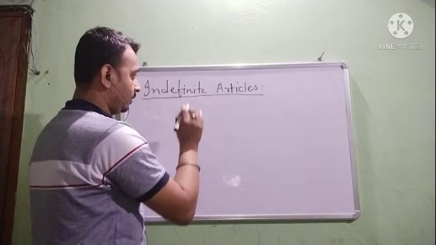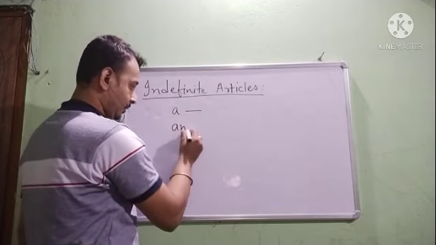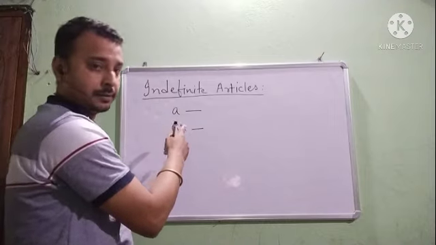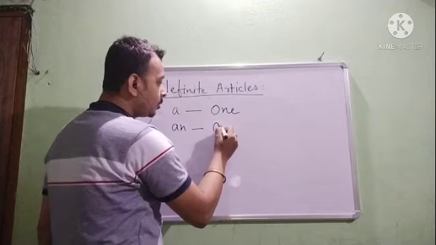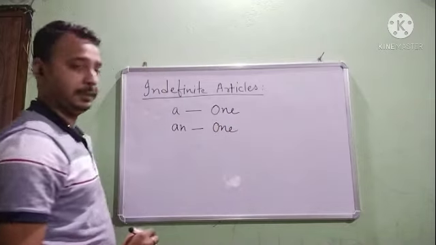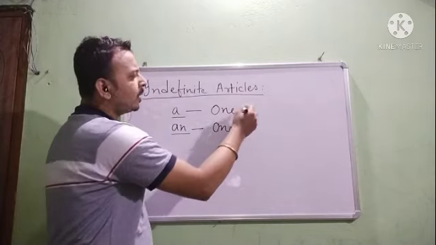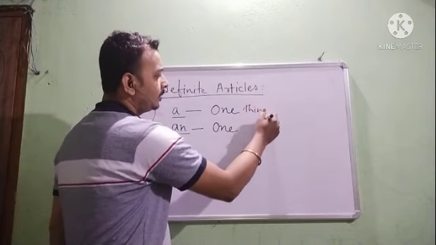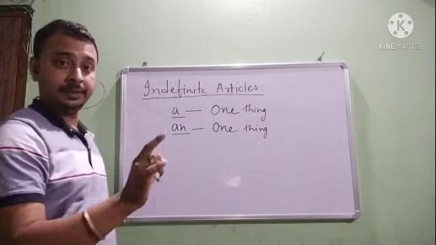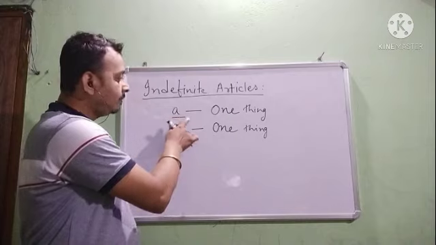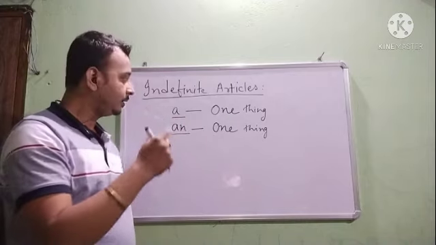So indefinite articles: a, an, these two are indefinite articles. A means also one, an means also one. You remember, a also means one, an means also one. One means one thing, one man, one river, one animal. So a means one, an means one. Then why do we use them differently?